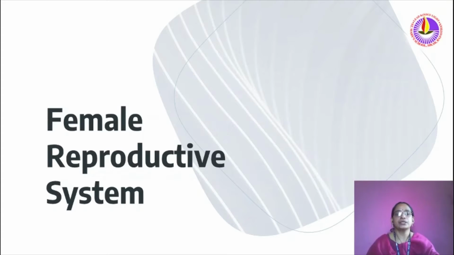Hello students, today I am going to introduce you to the female reproductive system. In the female reproductive system, some important organs are there: ovaries, oviducts, uterus and vagina. What are they? Ovary, oviducts, uterus and vagina.